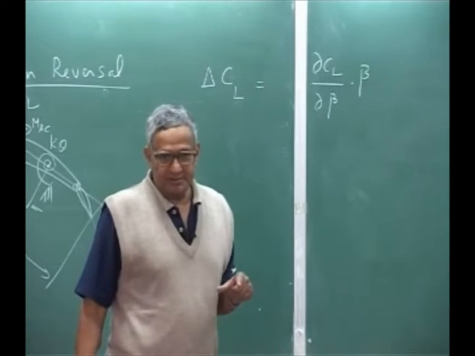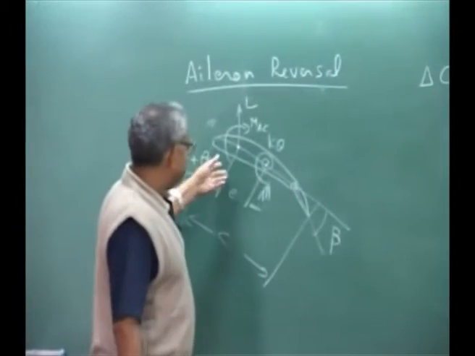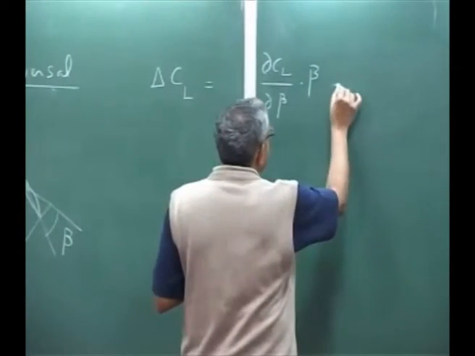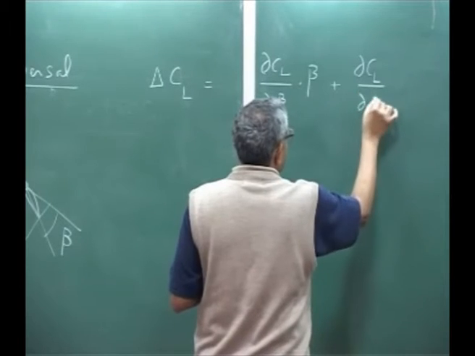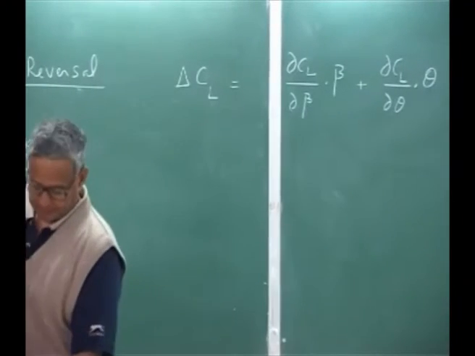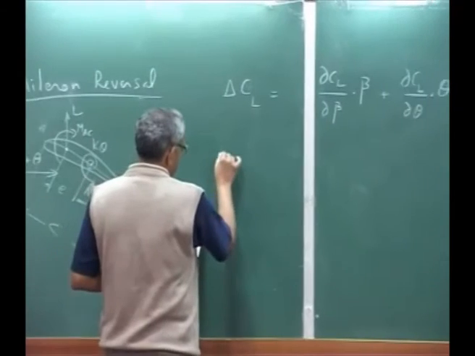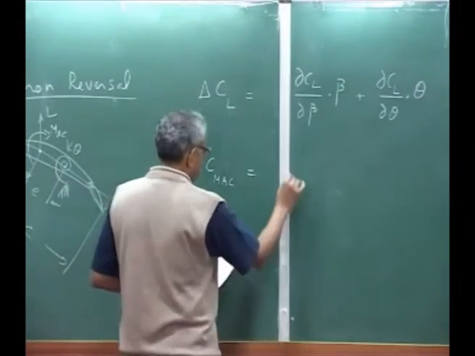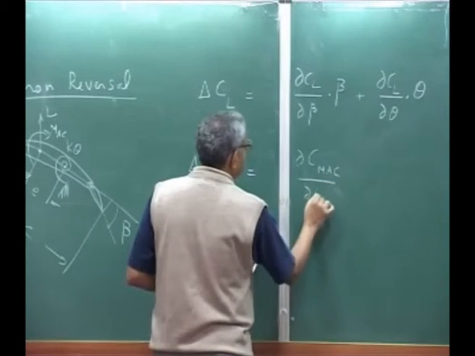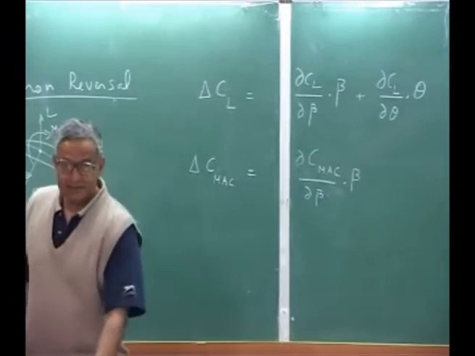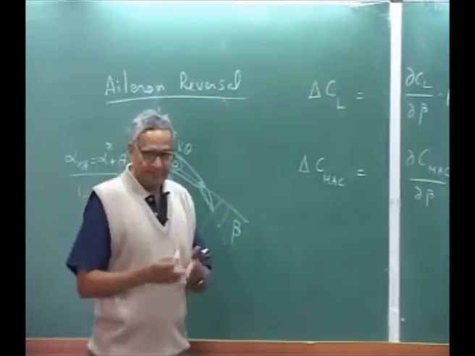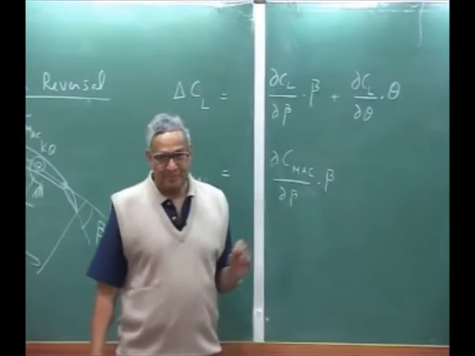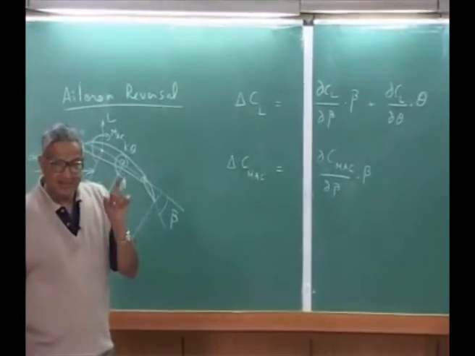But because of the change in lift, there is a change in theta also, because theta means the angle of attack. Because of the change, there is a twist. So I am going to write this as plus delta CL over delta theta into theta. And then you will have your change in moment also. Delta Cm AC over delta beta into beta only. I don't put a theta because my moment about the aerodynamic center is basically independent of the angle of attack. Please understand, beta is change in camber. Theta is change in angle of attack.